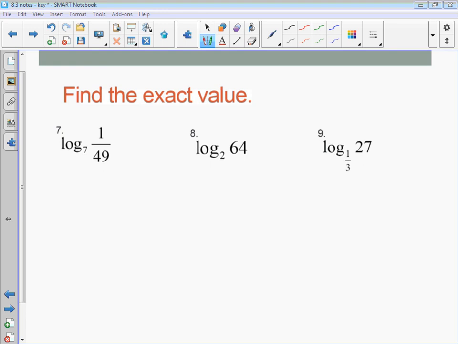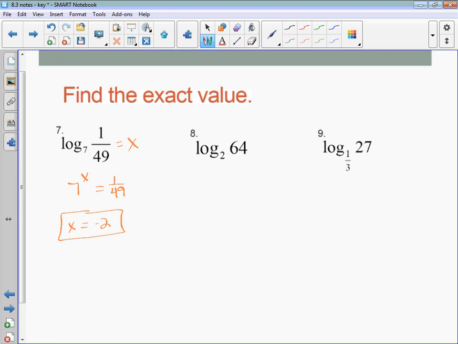What you're thinking about is making this an equation, so you can think about setting it equal to x, or a smiley face, or whatever variable you want to use. So I am thinking 7 to what power is 1 over 49? -2. And guys, there's not a lot of work to show for these.